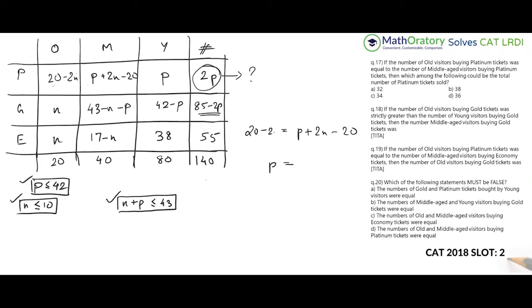This is 20 minus 2n. Let's take everything else on the other side. So I'm keeping p on this side. So the rest of it will be something like 40 minus 4n, right? If you have this, I think you can easily see that this is something like 4 into 10 minus n, right? Now, keep in mind the constraints that we had.